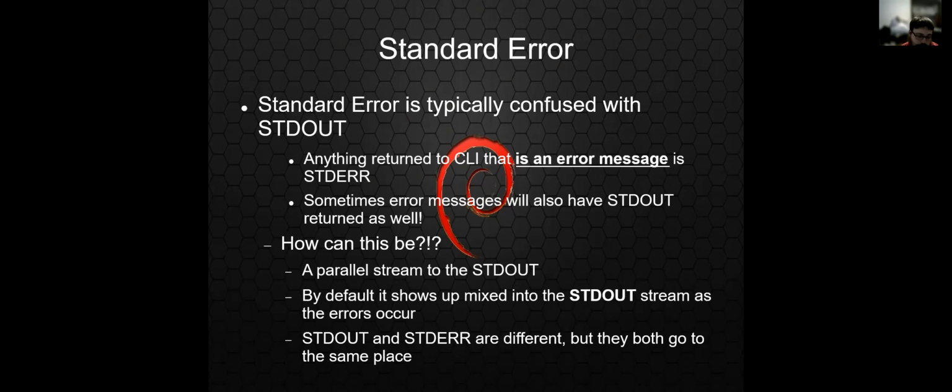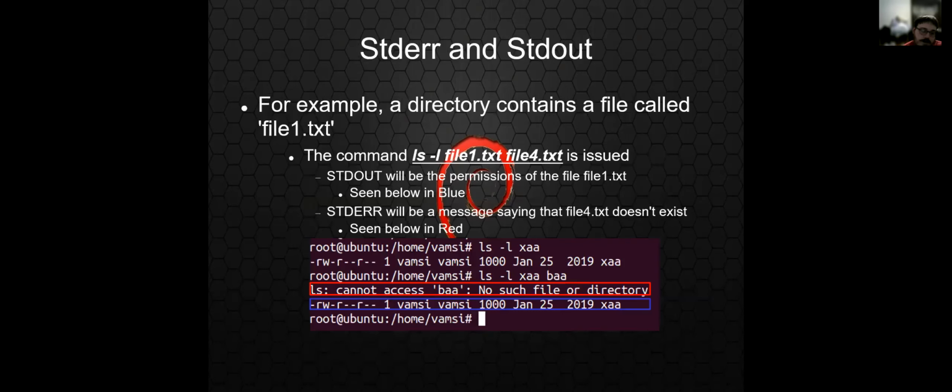Again, standard output is text displayed to the terminal that isn't an error message, and of course, standard error is an error message. They do go to the same place, which is the terminal. So for example, let's say I issue the command ls -l, which lists the permissions of a directory or a file, and I include a file that doesn't exist.